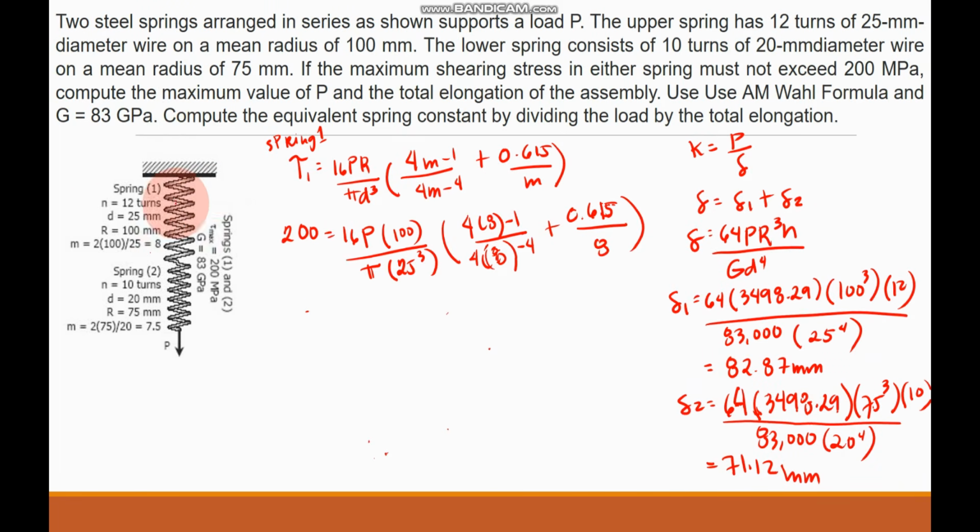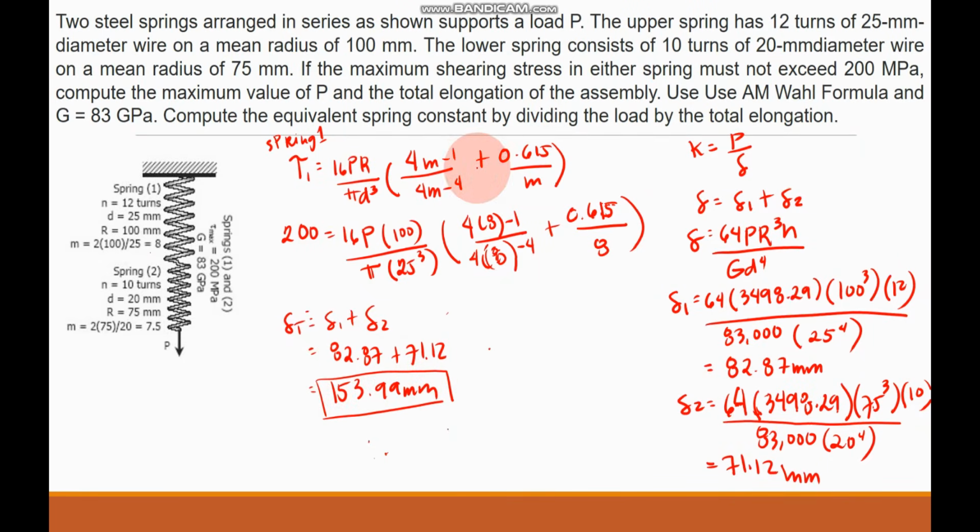Therefore, the total deformation of the helical spring is equal to the deformation of the spring 1 plus the deformation of the spring 2. So, 82.87 millimeters plus 71.12 millimeters is equal to 153.99 millimeters. So, this is what our problem is looking for.